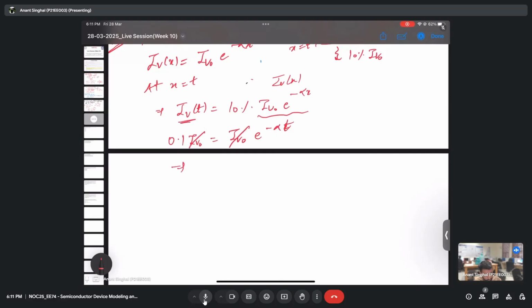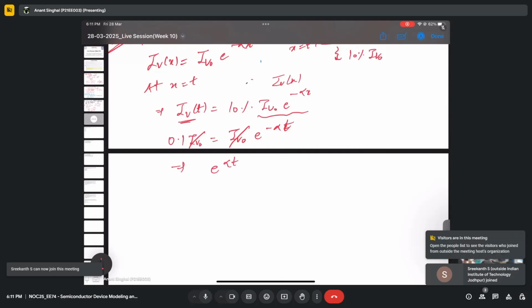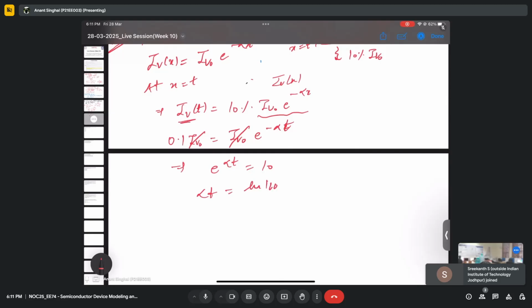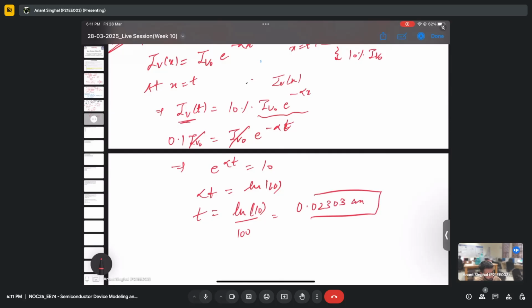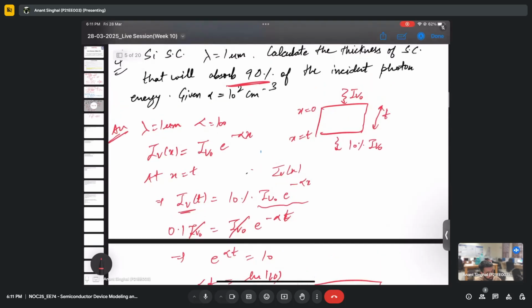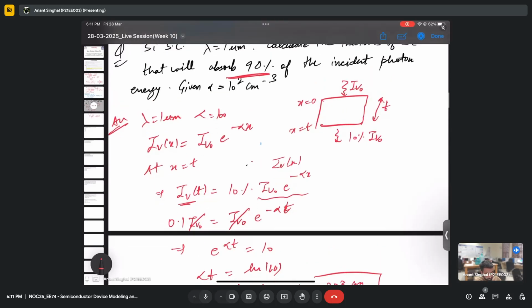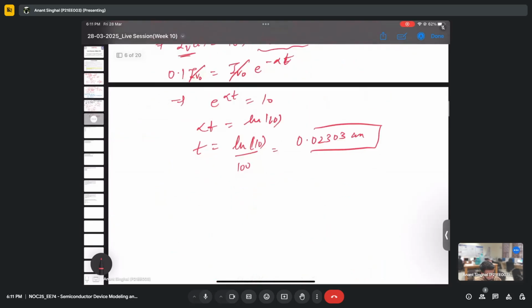So this gives us exponential of alpha t equals 10. If I take ln on both sides, it will be ln 10. The thickness will come out to be nothing but ln 10 by 100, where ln 10 is 2.303, so it will be 0.02303 centimeters. So this is the thickness that will be required to absorb 90% of the incident photon energy. So it's pretty straightforward.